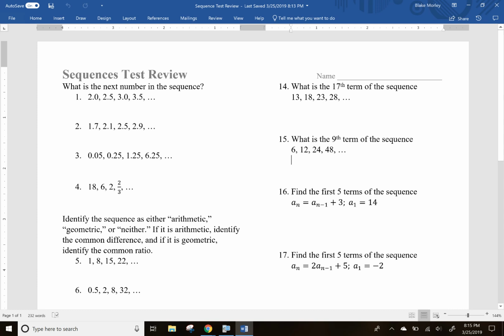All right, sequences test review. I'm going to walk you through each and every single one of these questions. There are mainly two things to make note of. There are two types of sequences that we are going to discuss. There is what's known as the arithmetic, or some people pronounce arithmetic sequence, same thing.